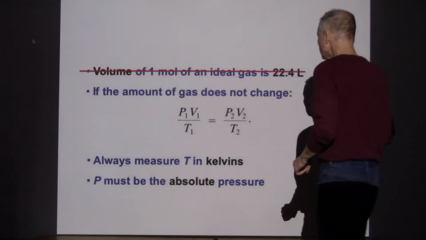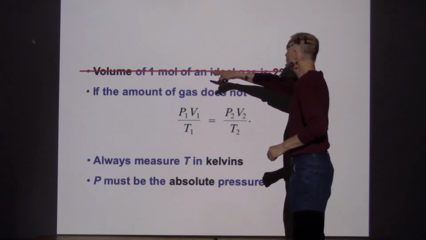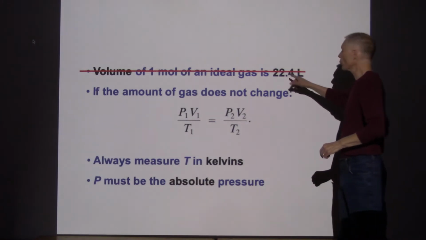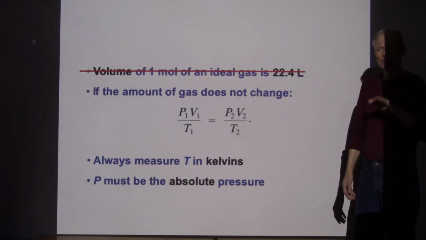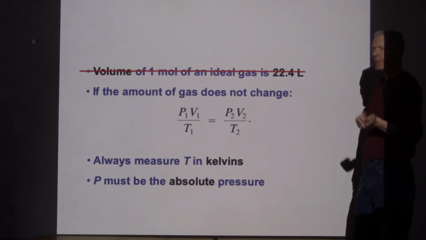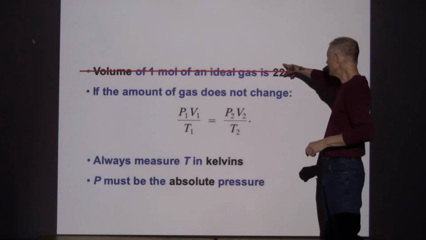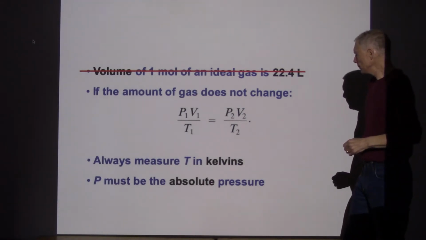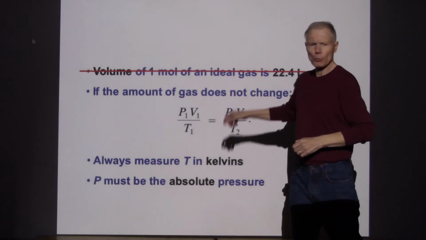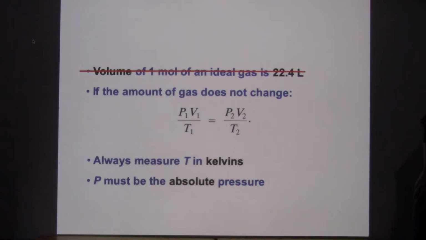That 1 mole of an ideal gas is 22.4. That is not true in general. That was only true at 0 Celsius, 1 atmosphere pressure. So again, it's kind of a misconception that gets passed along. All right, otherwise, everything on here looks good.